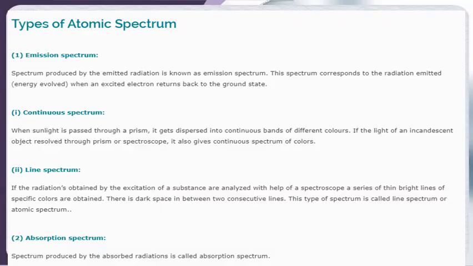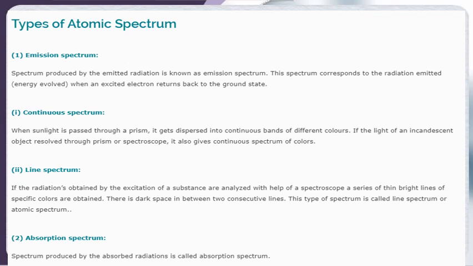Now here the types of spectra are given. There are two types of spectra basically, one which is called the emission spectra and the other which is called the absorption spectra, on the basis of whether the radiation is absorbed by the system or given out by the system, right? So what is the difference between them? Let's try to understand them.